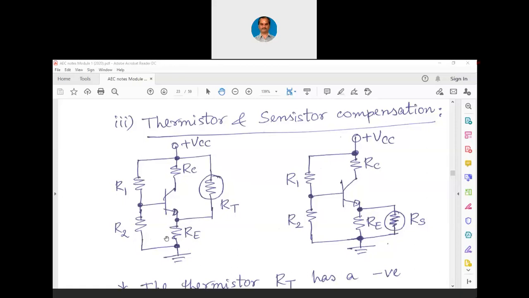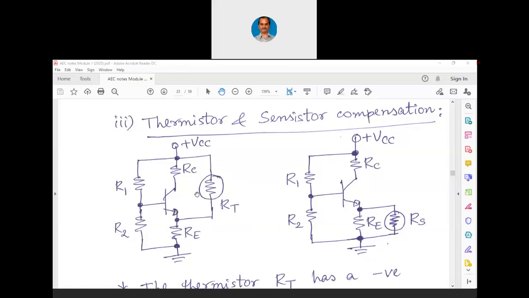When the drop across RE increases, it is going to reverse bias the base to emitter junction. Just recall why we put this RE in the first place in the self-bias circuitry. I had explained that in detail at that time. So just recall all those basics. If the current across RE increases, there will be a voltage drop across this RE and that is going to reverse bias the base to emitter junction.